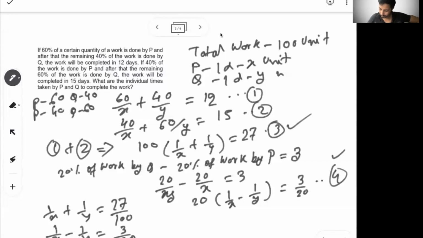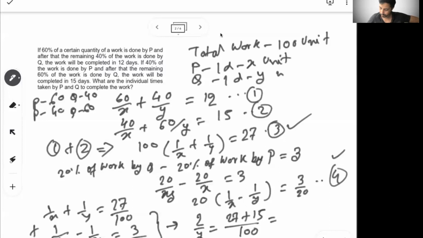Sorry, this is not 1 by x minus 1 by y. This is 1 by y minus 1 by x. So just a minute. So this is 1 by y minus 1 by x is equal to 3 by 20. Okay, now from here, if I just add these 2 equations, then this will become 2 by y is equal to 27 by 100 plus 3 by 20. So 27 plus 15 by 100, 5 times, so 42 by 100.